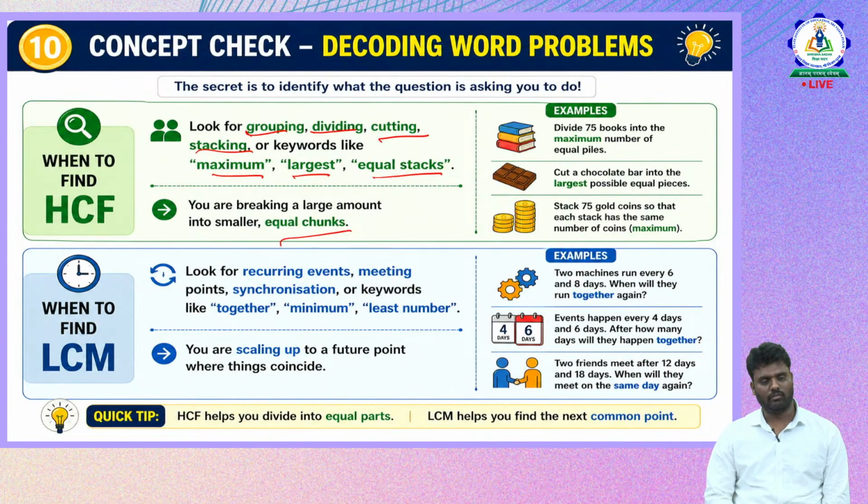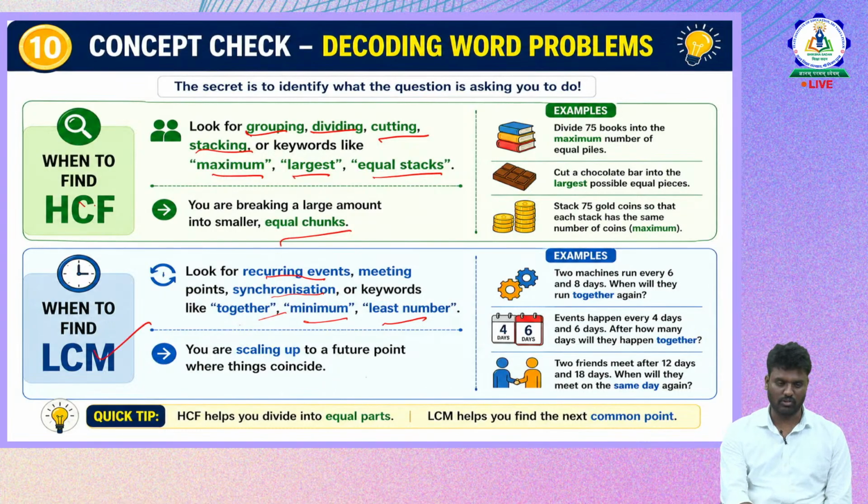Now similarly, when do we find the LCM? Whenever in word problems you see words like recurring events, meeting points, synchronization, together, minimum, least number. When they ask you to identify the least number, the minimum value, what happens together, recurring events or meeting points, then we need to apply the concept of the LCM. That means we are scaling up to the future point where things coincide. In such cases we apply the LCM, and in the earlier cases we apply the HCF.